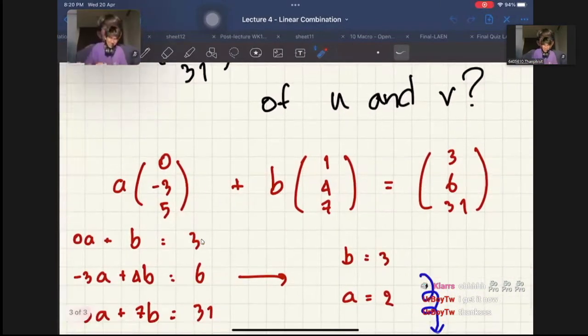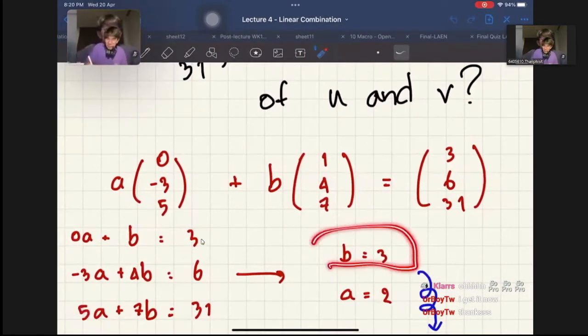And yes, you solve the equations. You will get b equal to 3 from the first equation, right?